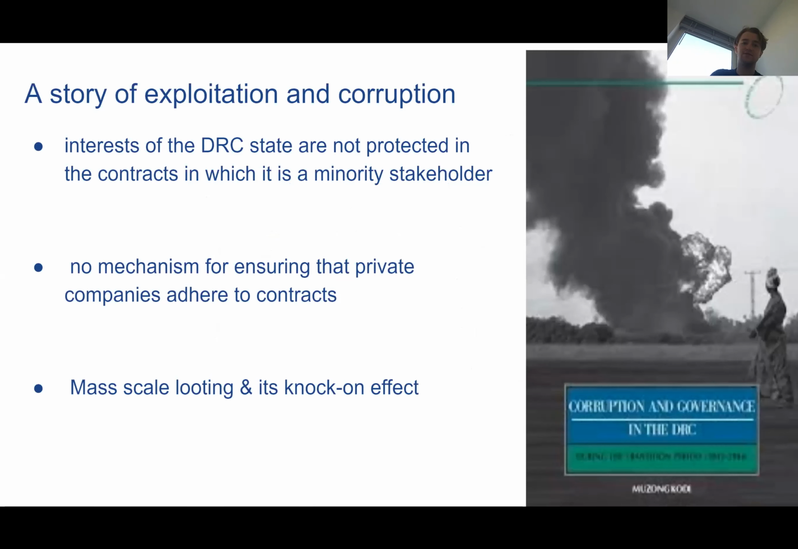And this is really a story of exploitation and corruption, we are arguing. There are clear signs of corruption in the mining sector during the transition period and towards the end of the Civil War. You can say the interests of the DRC state were not protected, and in many contracts it was a minority stakeholder. For example, in one contract for one particular mine, it was a contract with two other international companies, and the DRC state mining company had a 15% stake. So we can really see the effect of these international companies in the mining industry.